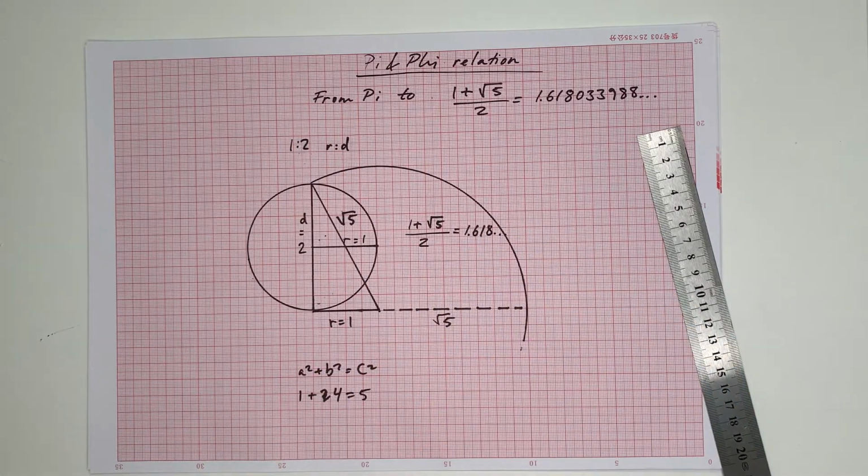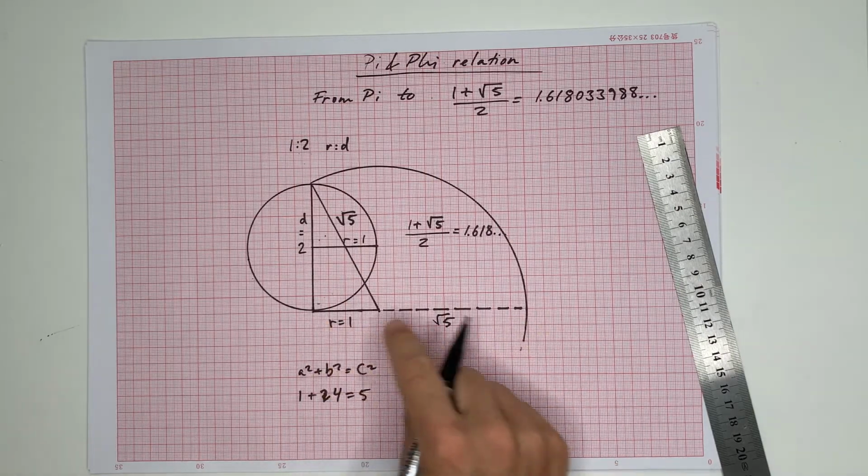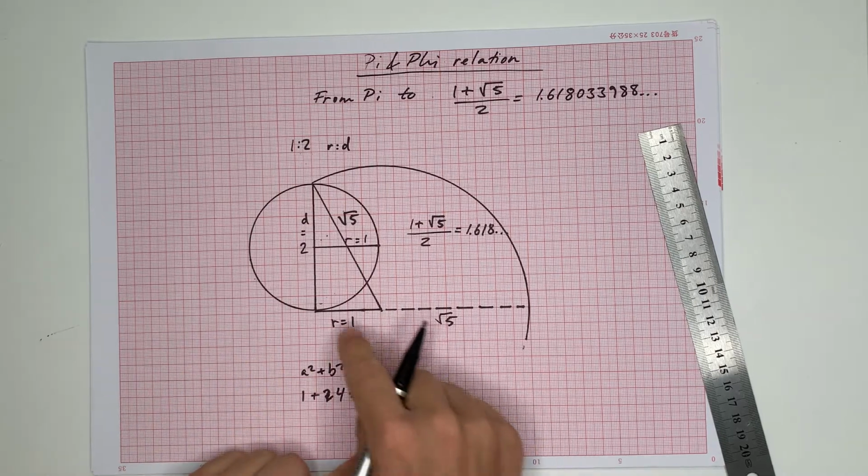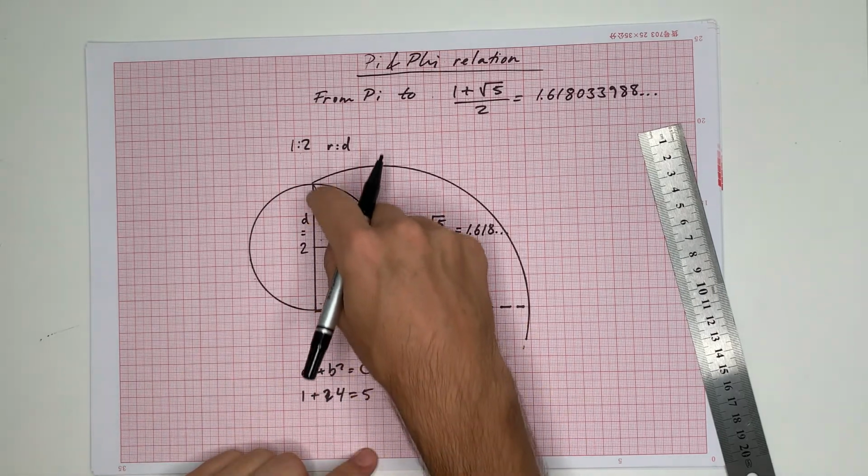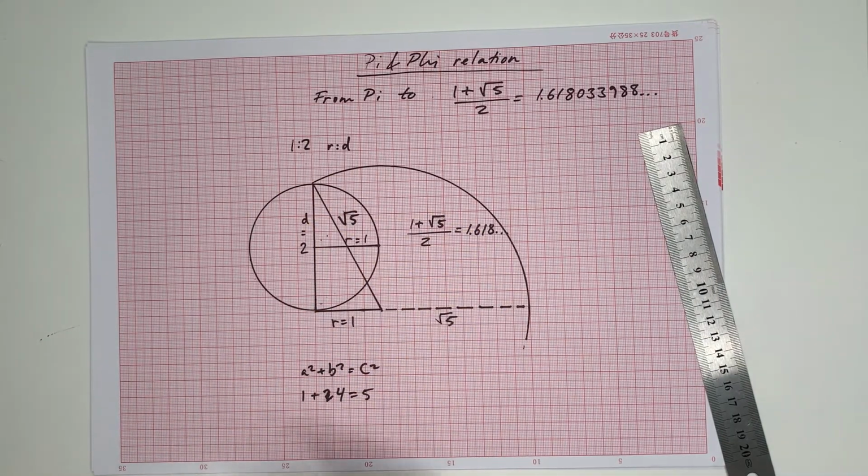So this is a very simple way how we start with a circle. Of course, you can put in any value you want. And we'll always arrive with a proportion between a horizontal line and a vertical line that is phi.